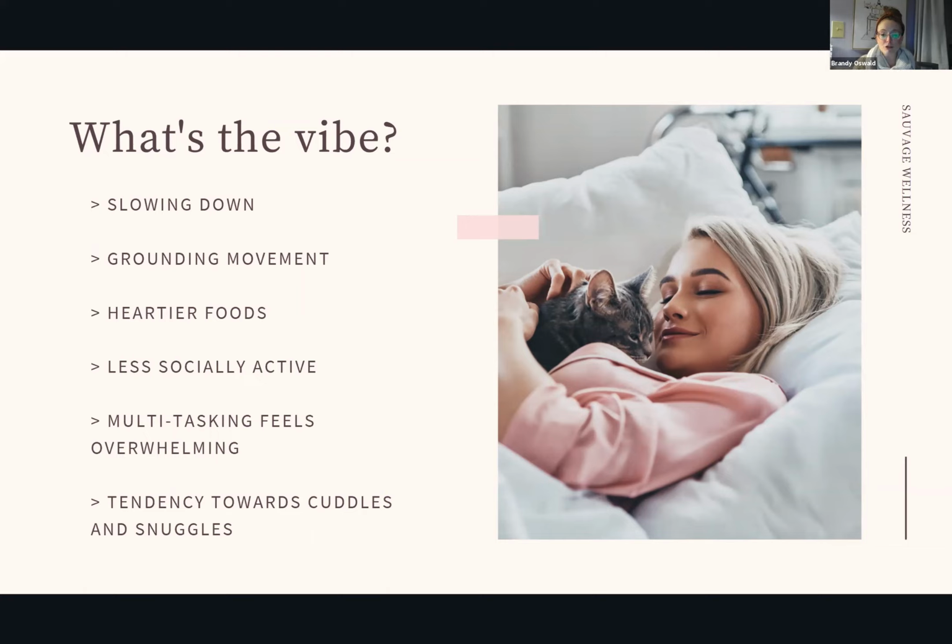We become less socially active as we start to slow down. It's not necessarily that we have less energy, we just have less desire to be energetic. And this is a time in our cycle where multitasking can feel overwhelming because we're trying to slow down. We're trying to really get grounded. And there's a tendency, rather than towards sexual intercourse, towards cuddles and snuggles and a different type of closeness at this time.